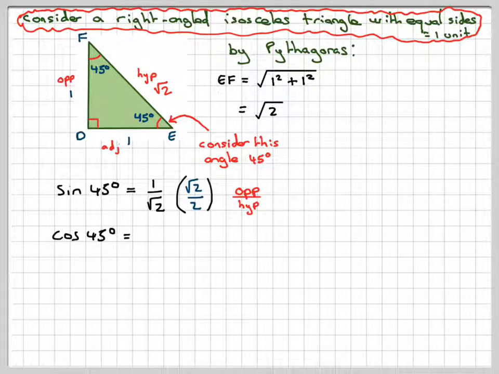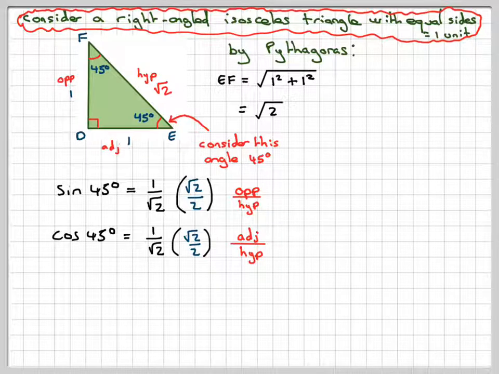Cos of 45, well, cos is adjacent over hypotenuse, again that's going to be 1 over root 2. Again we can use our rules of surds, which is root 2 over 2. And then the tan of 45 will be 1 divided by 1, opposite over adjacent, which is 1. So we've now established particular values for 30, 60 and 45.